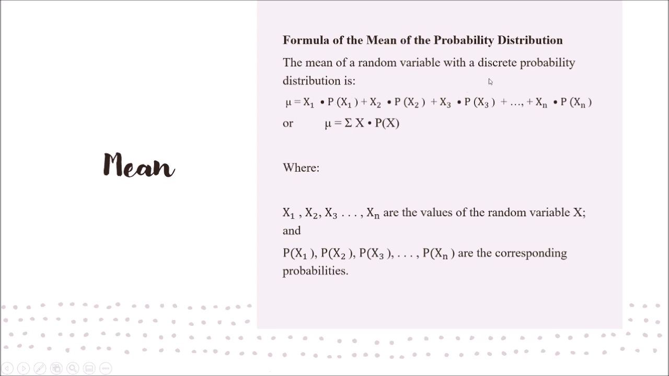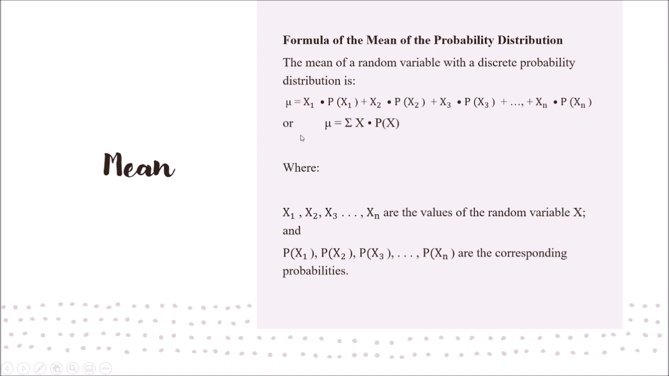The mean of a random variable with a discrete probability distribution is obtained by using this process. This symbol stands for the mean, or we call this mu. In order for us to get the mean of the probability distribution, we'll need to get the summation of the product of your variable and their corresponding probability. For example, here we have your x sub 1 times the probability of x sub 1, plus the product of x sub 2 and the probability of x sub 2, plus x sub 3 times the probability of x sub 3. And then you will follow this process up until the last variable on your probability distribution.